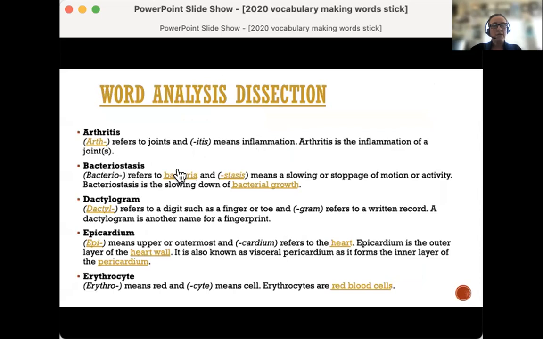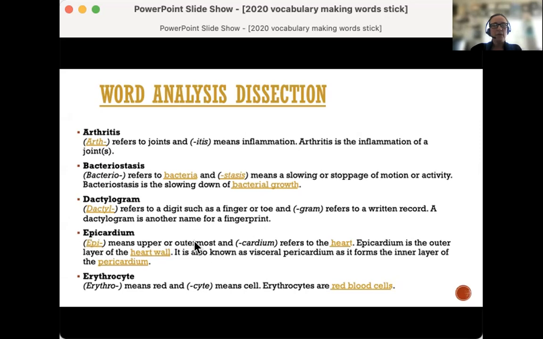Bacteriostasis is bacteria, right? And stasis means a slowing or stoppage. So bacteriostasis is the slowing down of bacterial growth. Dactylogram: dactyl means digit or of a finger, and gram means written record. So a dactylogram is another name for fingerprint. Well, I'm not sure if we would use that, but I think fingerprint is easier. But certainly you might find this kind of language in some of your texts, right?